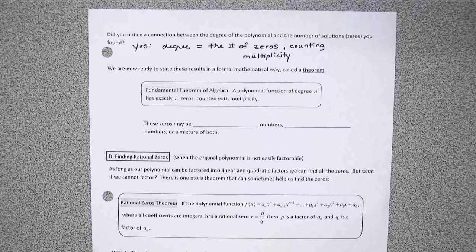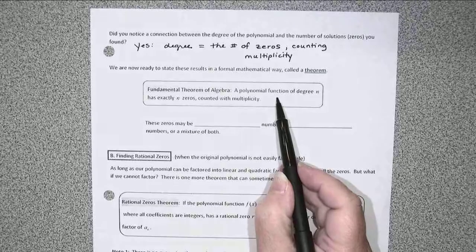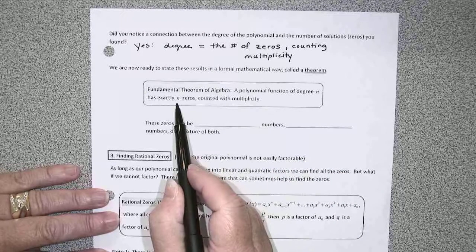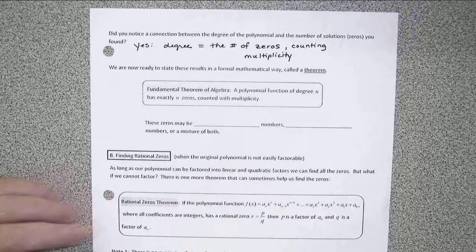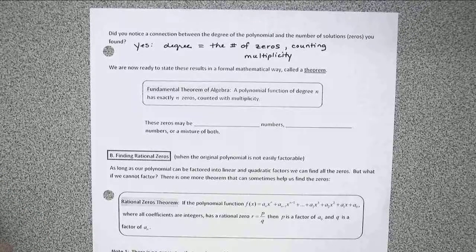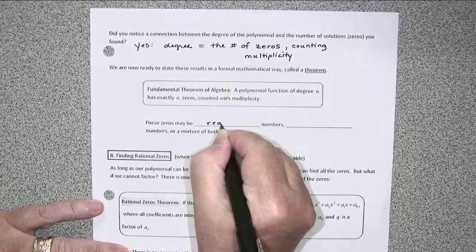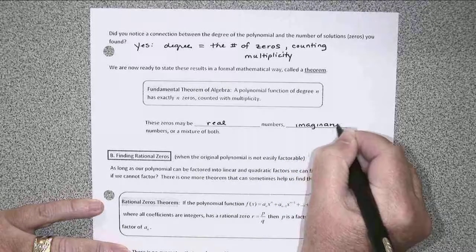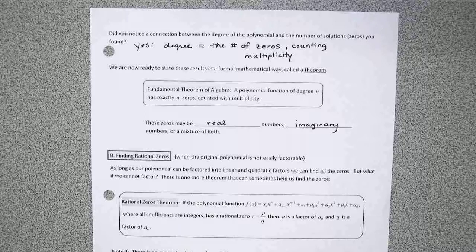This is really the background for a theorem called the fundamental theorem of algebra, which says that a polynomial function of degree n has exactly n zeros, counted with multiplicity. Now these zeros may be real numbers. They may be imaginary numbers. Or they could be a mixture of both, right? There's some real and some imaginary sometimes. So it's called the fundamental theorem of algebra, and it's probably our very first really big theorem that we've had. All right, we'll continue in the next video.